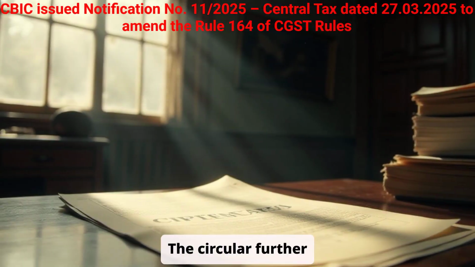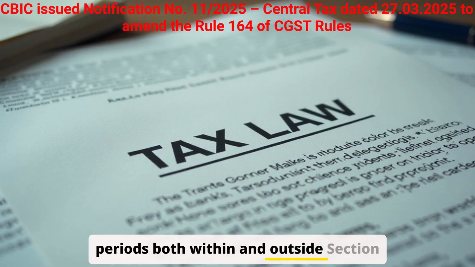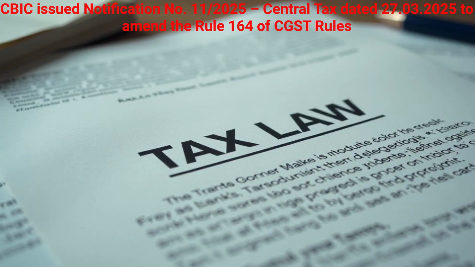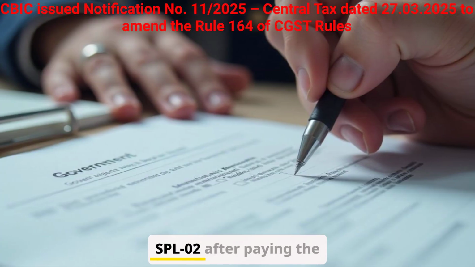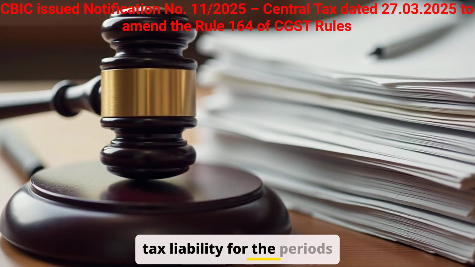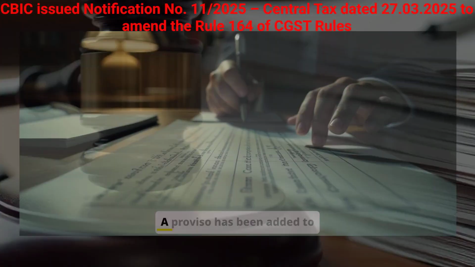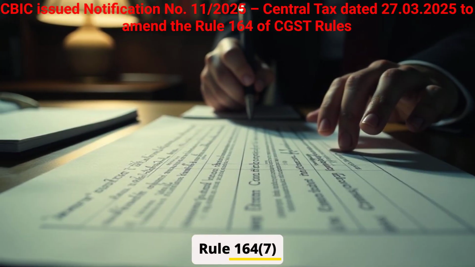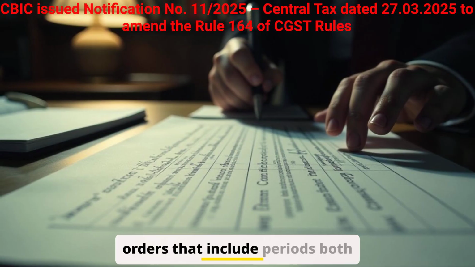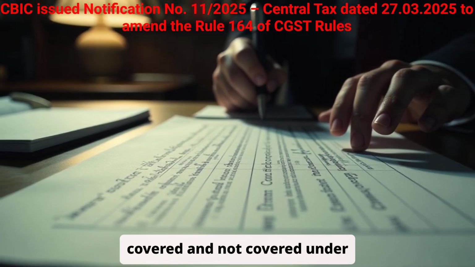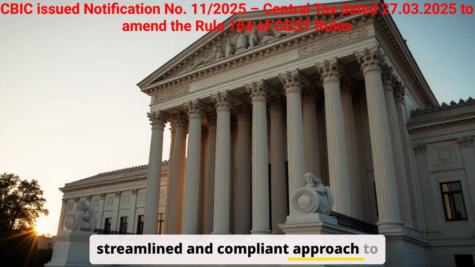The circular further clarifies the procedure for notices, statements, orders that cover periods both within and outside Section 128A. Taxpayers can now file Form SPL 01 or Form SPL 02 after paying the tax liability for the periods covered under Section 128A. A proviso has been added to Rule 164(7) to outline the procedure for handling common notices or orders that include periods both covered and not covered under Section 128A. This ensures a streamlined and compliant approach to appeals.